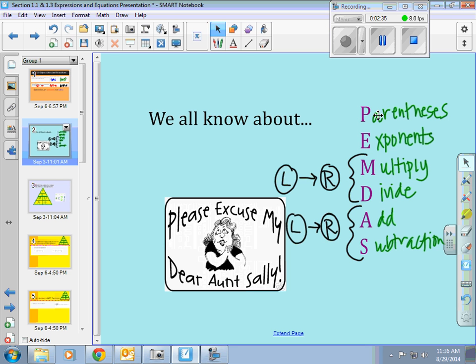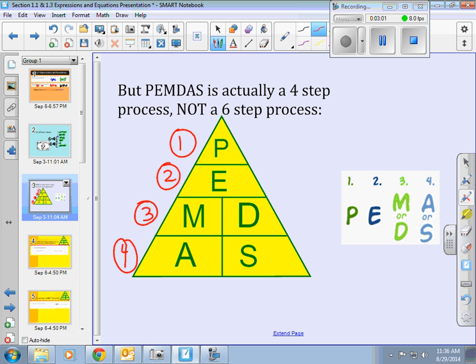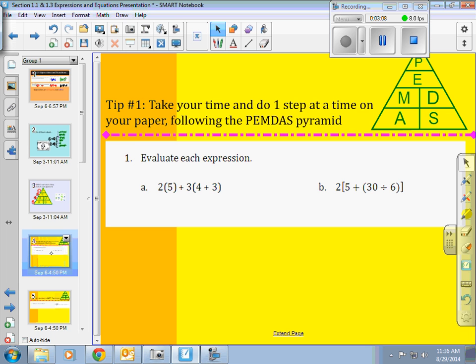So when we write out PEMDAS, it looks like it's 6 steps, but really, it's a 4-step process. The first thing you do is look for parentheses and take care of whatever's inside the parentheses. After that, you find any exponents and calculate what that would be. Then the third step is to multiply and divide, and the biggest thing again is from left to right. And the fourth thing is that you add and subtract from left to right. So let's go ahead and do a few examples using PEMDAS.